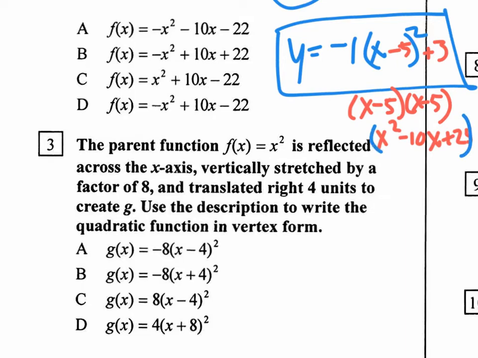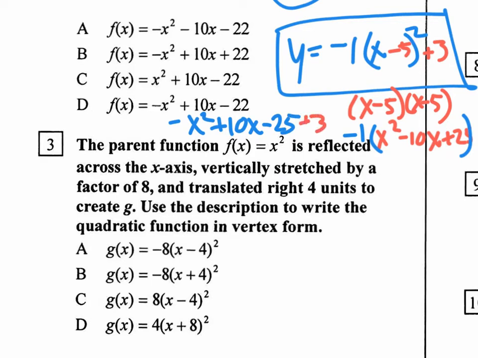And the reason why I want to put it in parentheses is because it was originally in parentheses, and I'm not supposed to add before multiplying. So I better multiply the negative 1 first by all that junk, and it'll become negative x squared. It'll become plus 10x. It'll become minus 25. And then at the very end, I'm going to put the plus 3 that was there before.